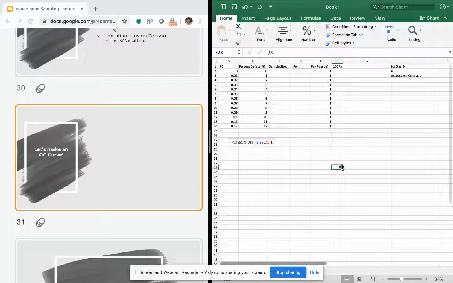So to start, we have our historical probability of defects over here, P0, and to the right of it, we have the historic probability of defects in percent. So basically this column times 100 to get the percent.